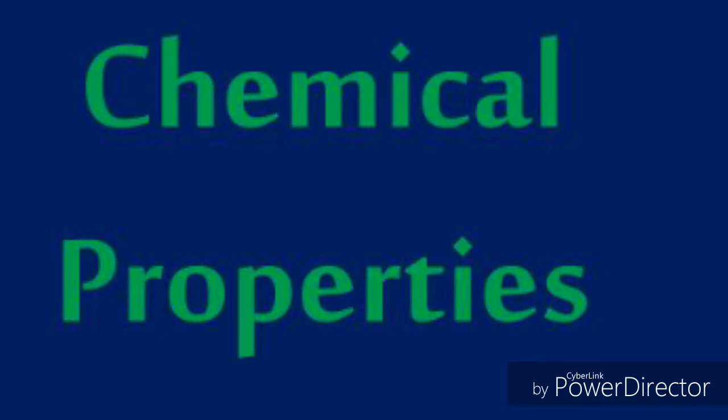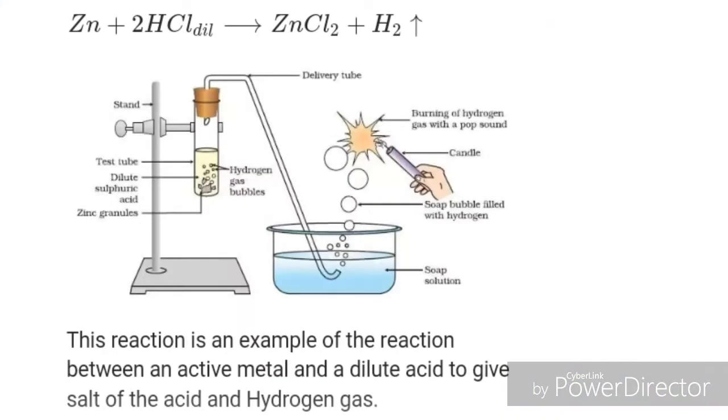Now let us see the chemical properties of acids and bases. In this experiment, dilute hydrochloric acid reacts with zinc granules to form zinc chloride, and hydrogen gas is liberated. When hydrogen gas is liberated from the delivery tube by keeping a burning matchstick, we will get a pop sound.